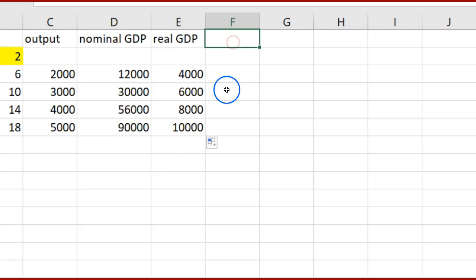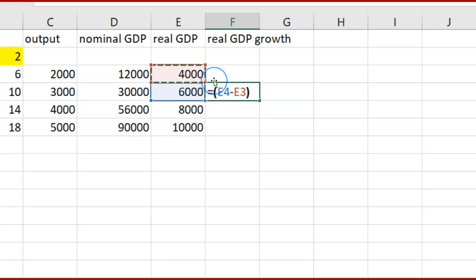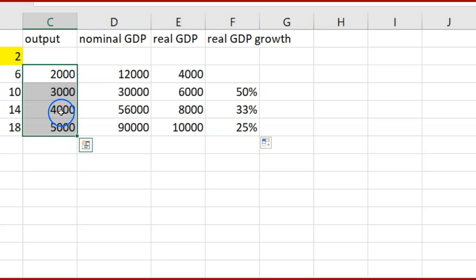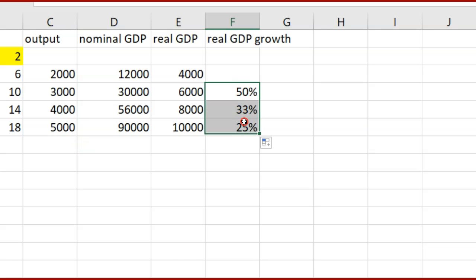And just for fun, let's calculate real GDP growth, or economic growth. So that's the change in real GDP divided by the original GDP, previous year. Voila. You can see the growth rate falling here. Okay, so just by doing this, we note something slightly interesting. See, output is going up by a constant amount. It's going up by 1,000 each time. But the growth rate is falling.